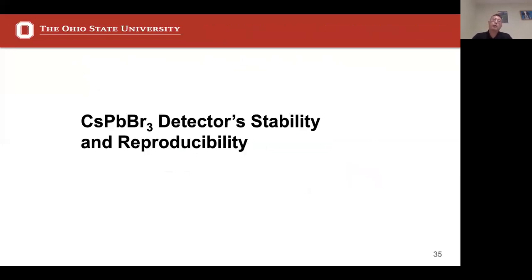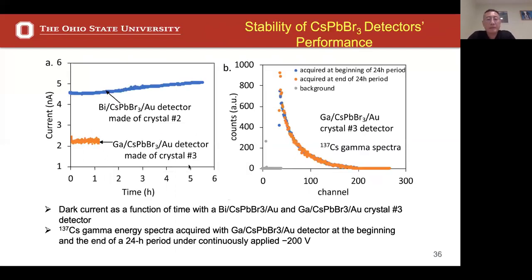All right, lastly, we'll look at cesium lead tribromide detector stability and reproducibility. In one case we applied voltage bias. In this case, we just look at their leakage current on a consistent time scale. And this one for 5 hours. And this bismuth cesium lead bromide gold structure, their leakage current maintains a pretty stable level and also very small. And the other one we did for more than 1 hour is also quite stable.